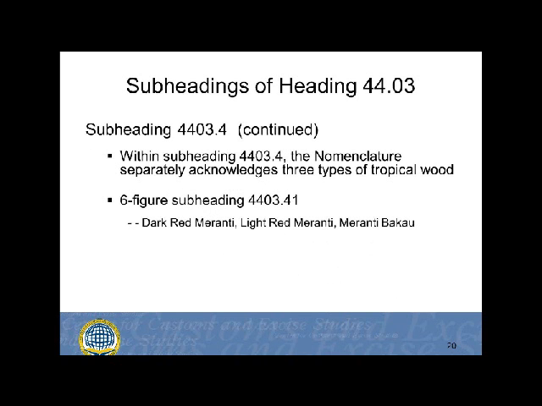44034. This subheading is different from the previous two. It is further subdivided. It has two 2-dash subheadings. Within subheading 44034, the harmonised system separately acknowledges 3 types of wood, 3 varieties of the wood Meranti. Hence the requirement for a 6-figure or 2-dash subheading, being subheading 440341. That is the first 2-dash subheading within subheading 44034.